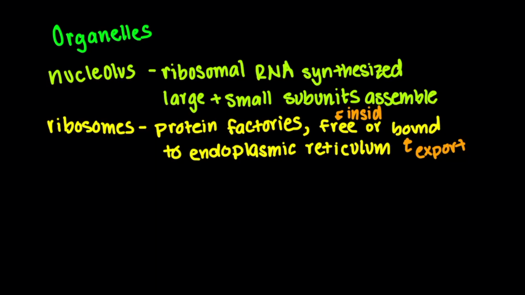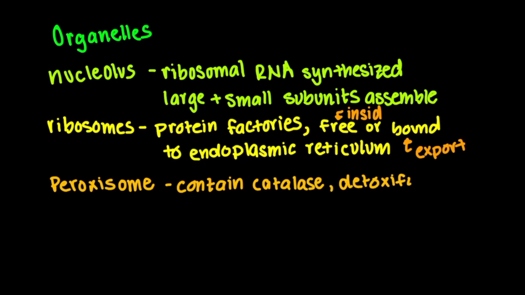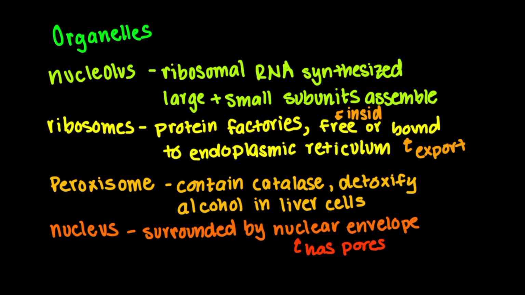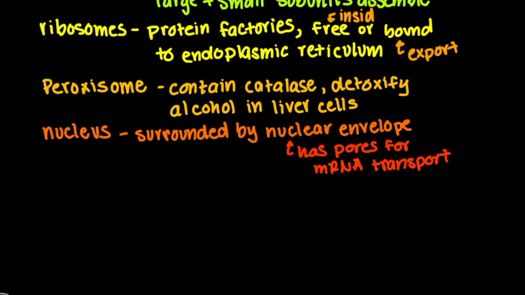Next we have a pretty rare organelle known as a peroxisome, which contains catalysts for detoxifying alcohol in liver cells. Then we have a very important organelle known as the nucleus, which is surrounded by a nuclear envelope, which has pores for mRNA transport and to let things in and out, though it's very specific and only allows certain things.